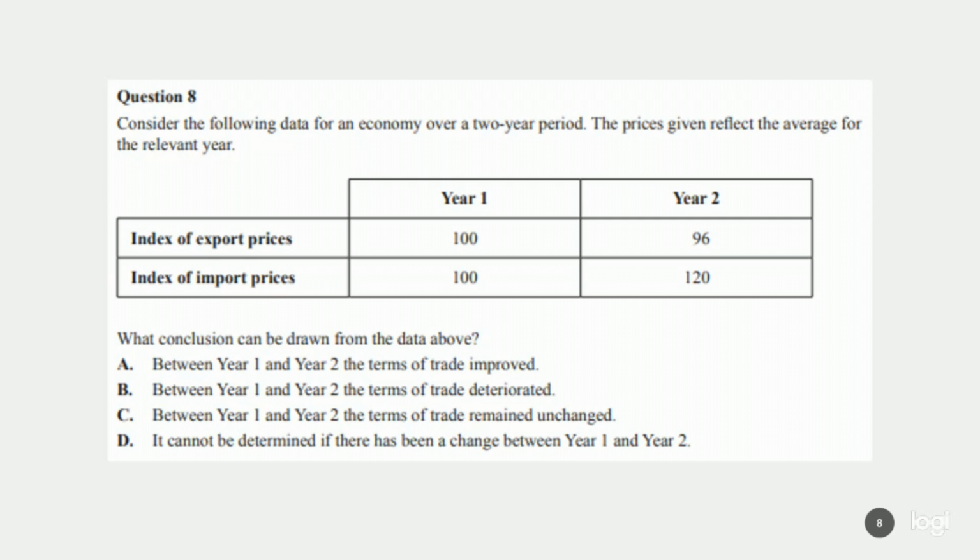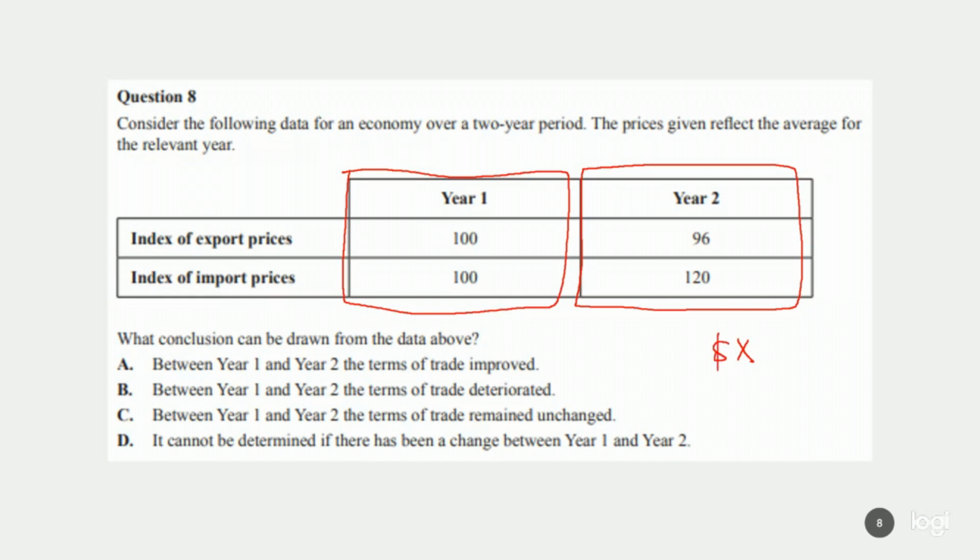And so let's do this one together. Firstly, you look at year 1 and see what the calculation is for its terms of trade, and you compare it to year 2, and without even doing any mathematical calculations, you should be able to see that the export prices have decreased while the import prices have increased, indicating that the terms of trade has experienced an unfavorable movement. And so for this one, the answer is going to be B.